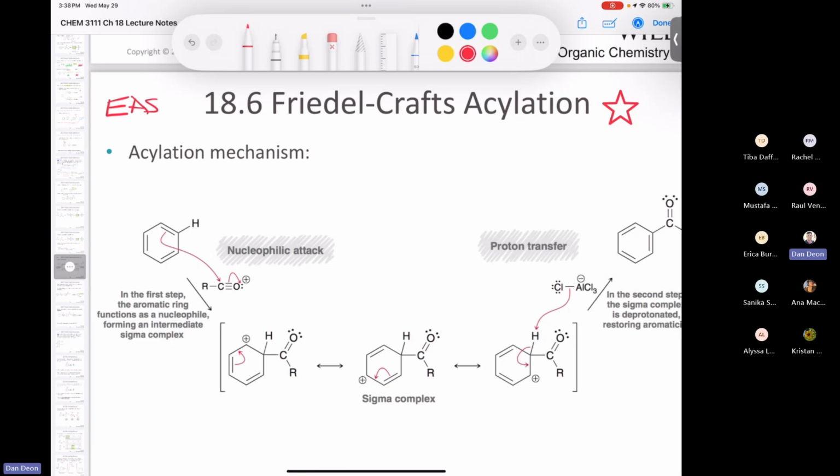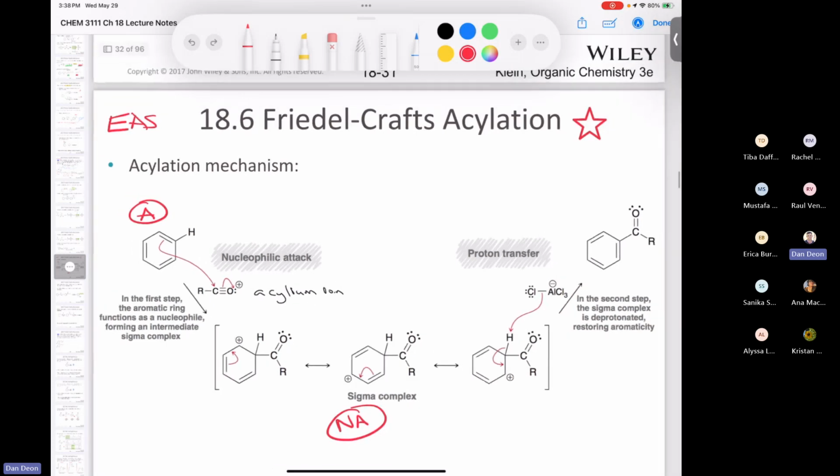You get a nucleophilic attack by the aromatic ring. So you're starting with an aromatic ring. You have the nucleophilic attack on your acylium ion. So this is your acylium ion. Okay, you form your sigma complex, which of course is non-aromatic because it has an sp3 hybridized carbon in it. Then the proton transfer. You'll notice this is the same intermediate that was used in the chlorination reaction.